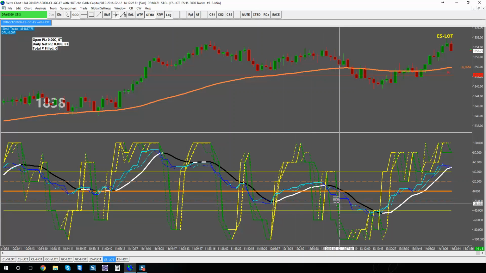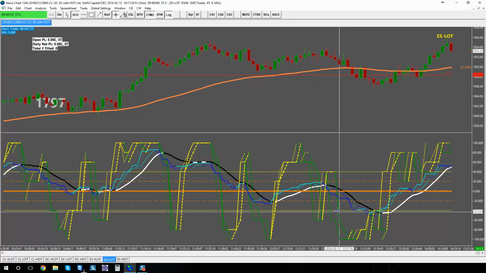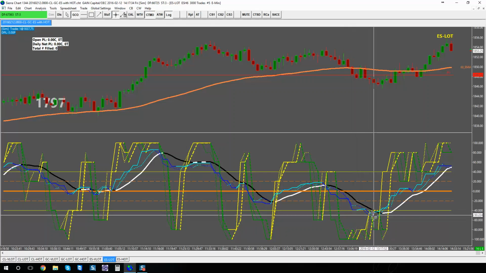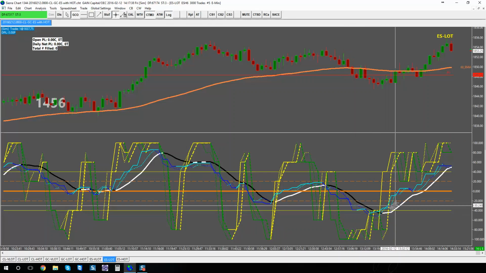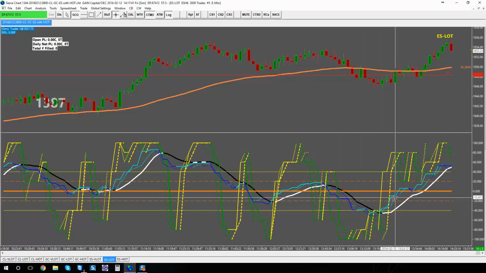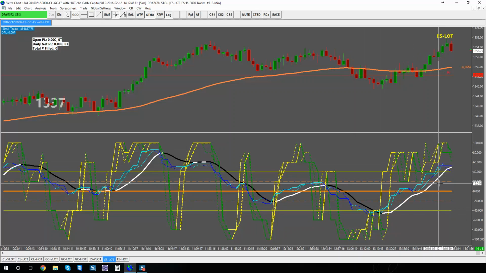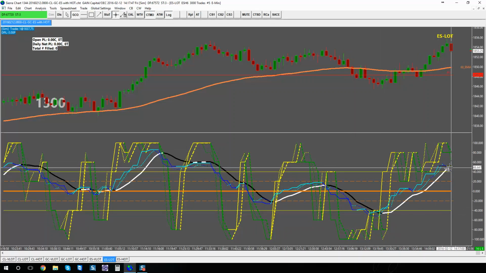Take this for the short as the lines gather to expand, and get out right here. Take this for the long as the lines gather to go up and expand, and we would exit right here as the blue, dotted blue, crosses into the white.